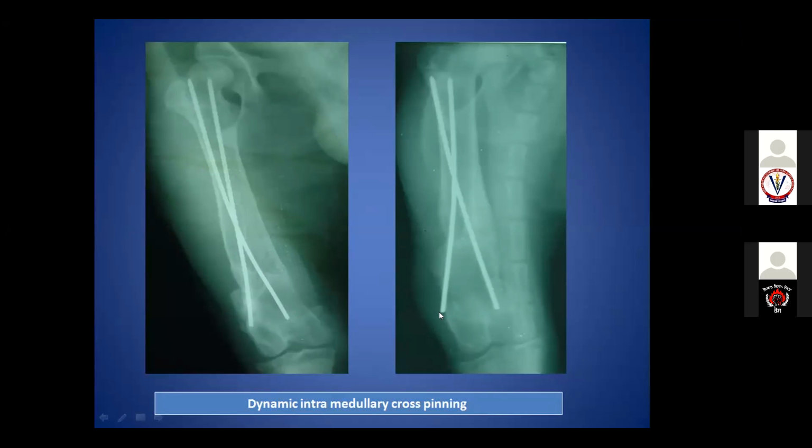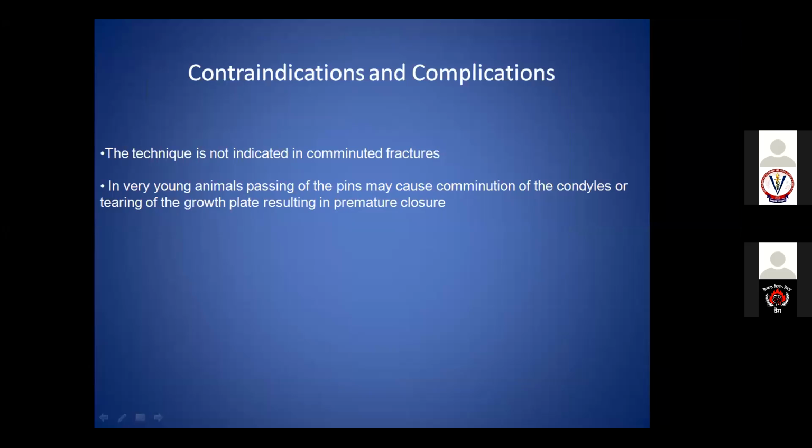Again, see another X-ray where it is entering. We are entering from here, touching the cortex, taking a turn, and going up to this level. So this is a 6-point fixation with the help of dynamic intramedullary pinning. The contraindication for this procedure is comminuted fracture. All comminuted fractures you have to deal with very carefully because of the possibility of axial compression when the animal starts weight bearing.